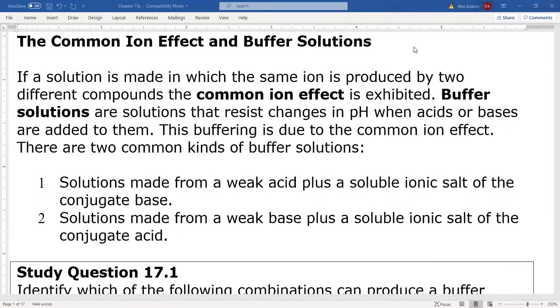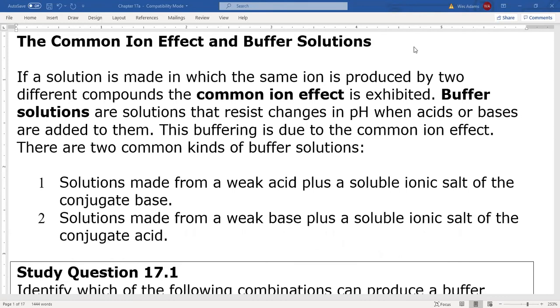Okay, let's talk a little bit about the common ion effect and buffer solutions. If a solution is made where you have two different compounds that produce the same ion, we call that the common ion effect. Buffer solutions are solutions that will resist changes in pH when acids or bases are added to them.